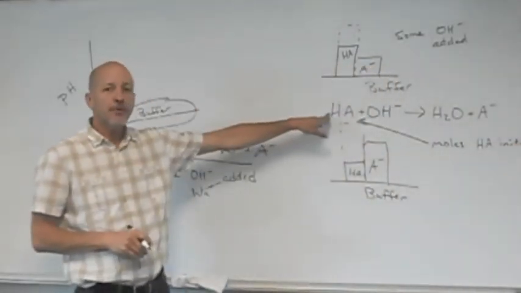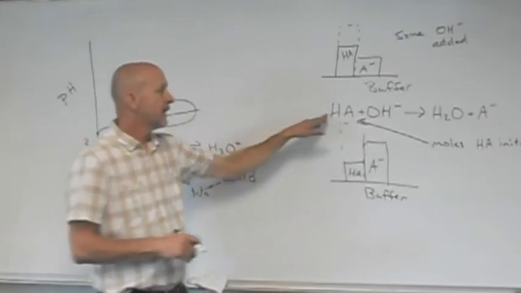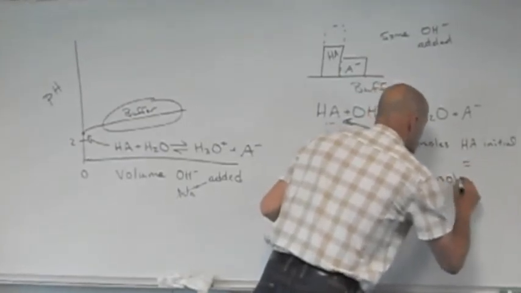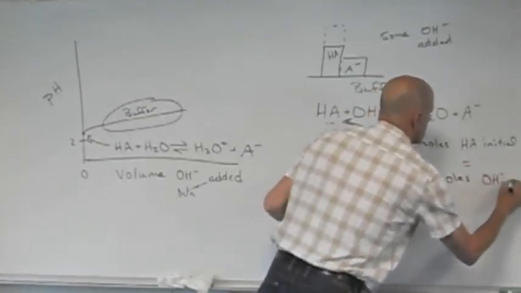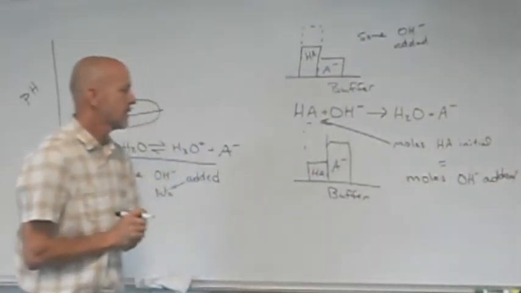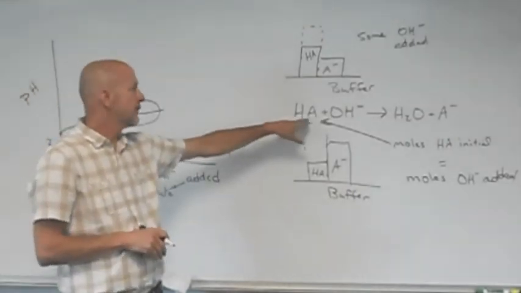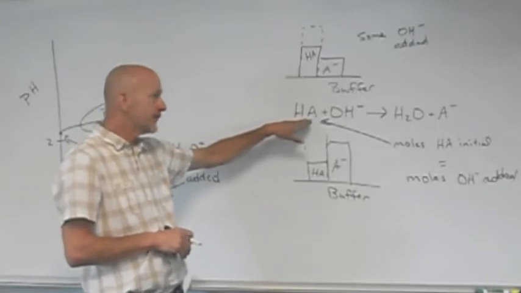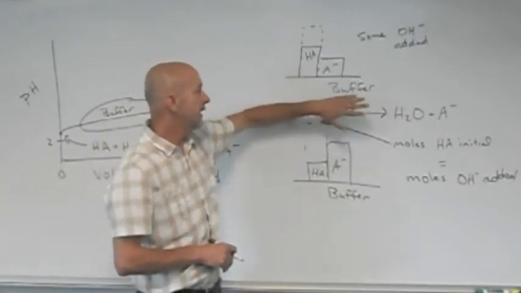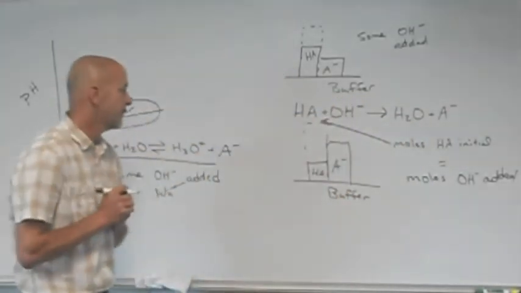Now we get to the point where the moles of the weak acid that I have initially equals the moles added. So now when I get to that point, I'm right at that point where all of the weak acid I had has been consumed by the hydroxide. What do I have? These are now consumed. I have a solution of the conjugate base.